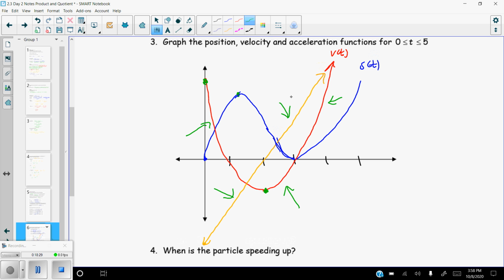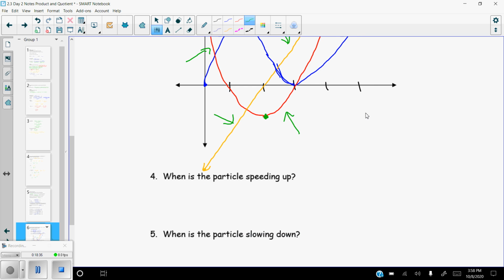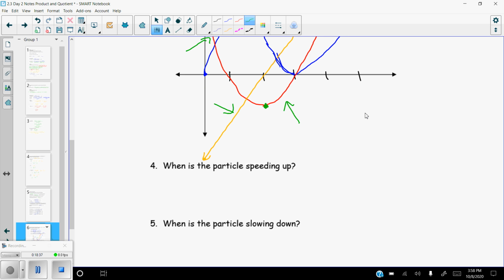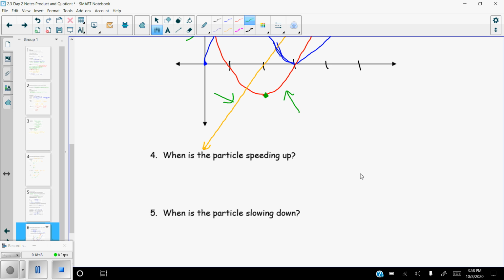All right, last thing we're going to talk about, and it's good that we have these graphs up here, we're going to talk about the speed. Okay, when is a particle speeding up? A lot of people confuse speed with acceleration. They are not the same thing. Speed itself is the absolute value of velocity. So it has nothing to do with what direction you're moving in. It's just whatever that velocity is.